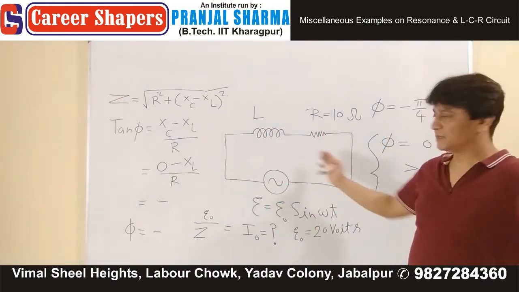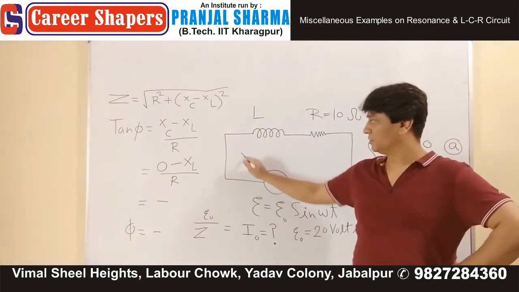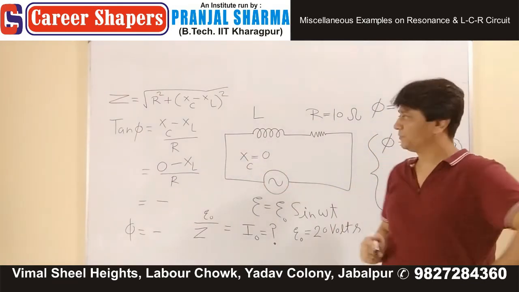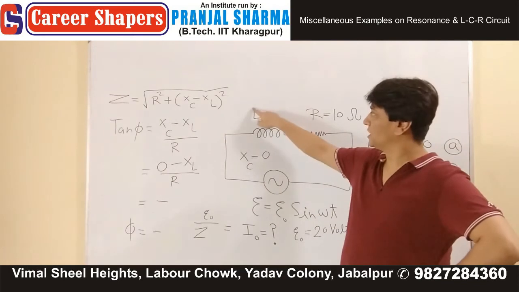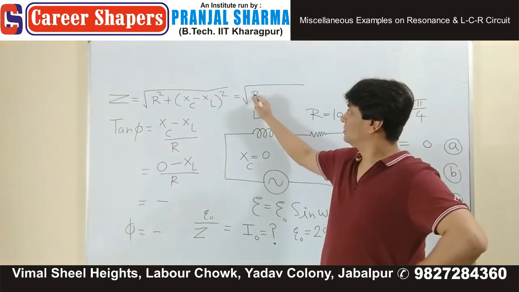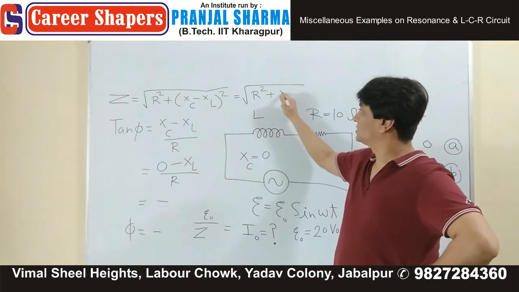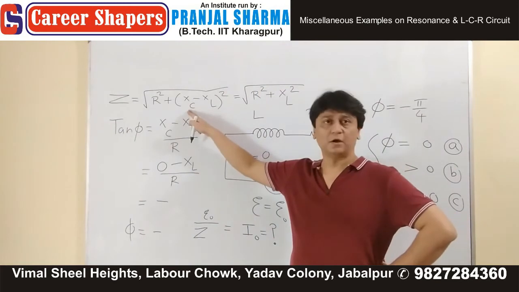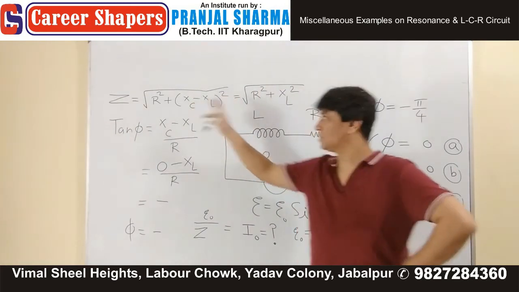Now there is no XC present in this. You know that XC is not present means XC is what? 0. Since there is no XC present, this is root over R square plus XL whole square. XC gone, minus XL square is what? XL square.